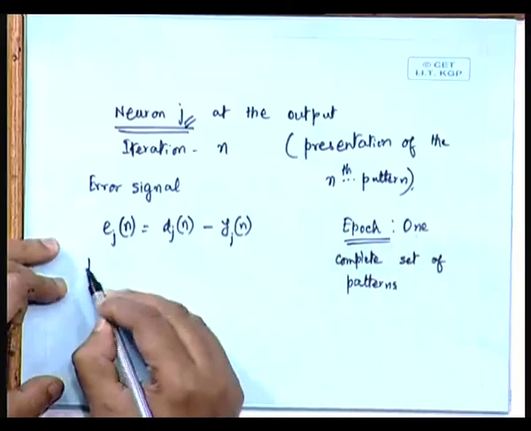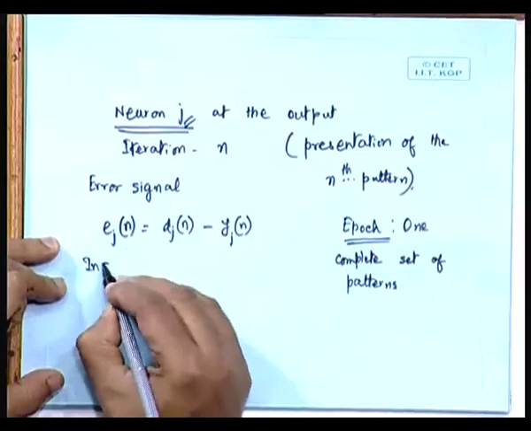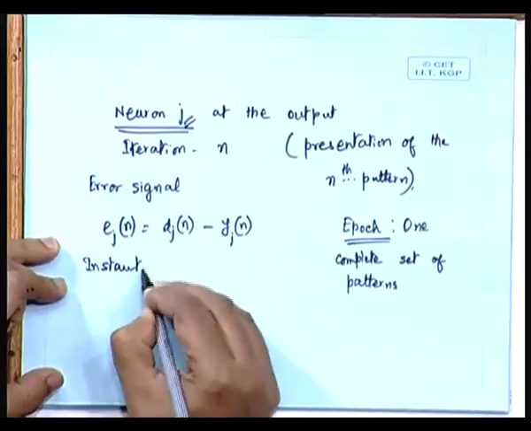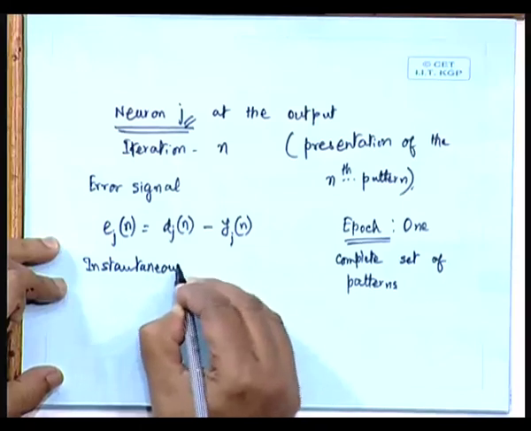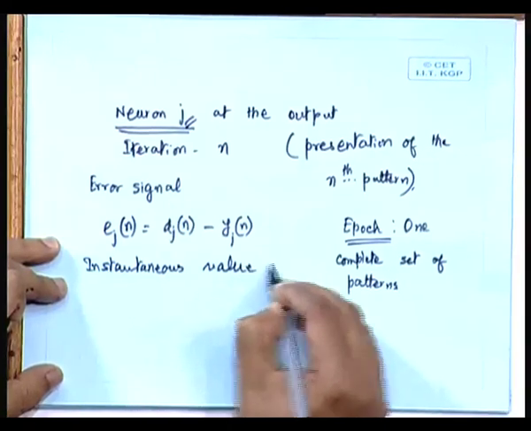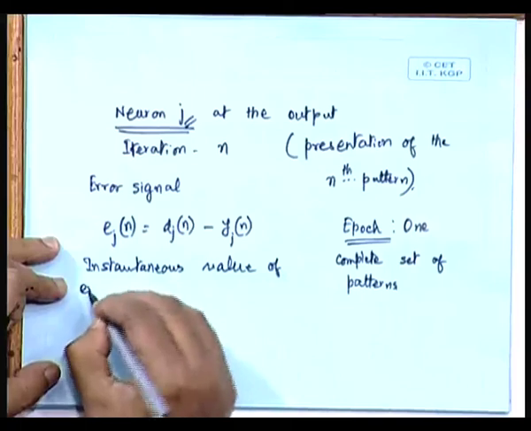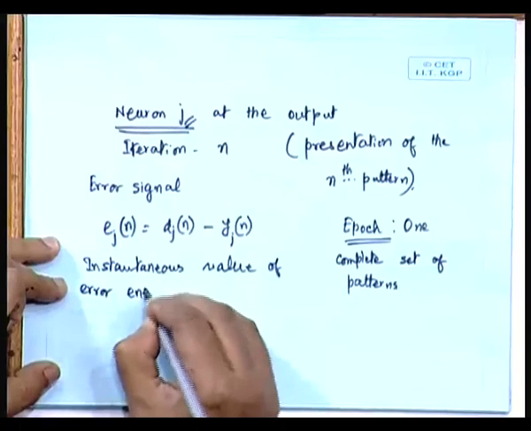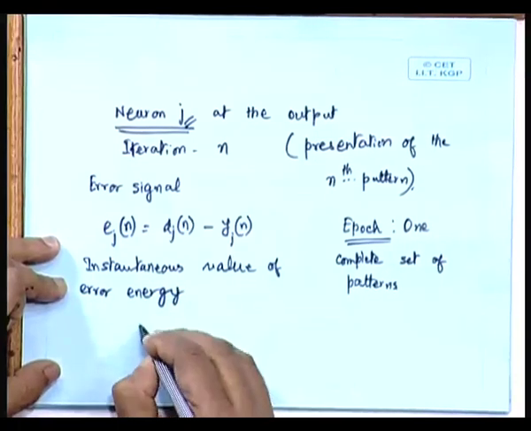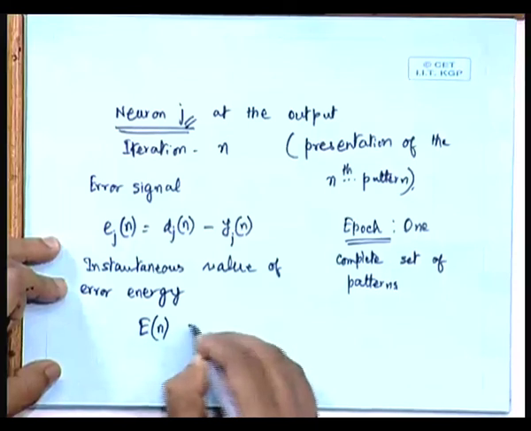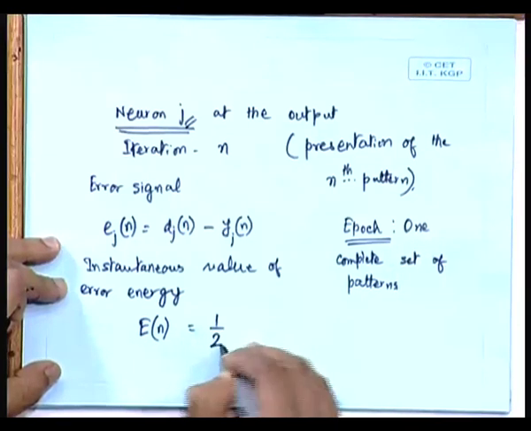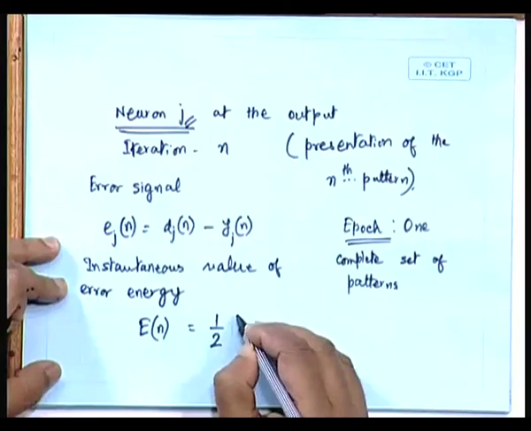So, what is going to be the instantaneous value of the error energy? The instantaneous value of the error energy is simply going to be E of n equals half of what?